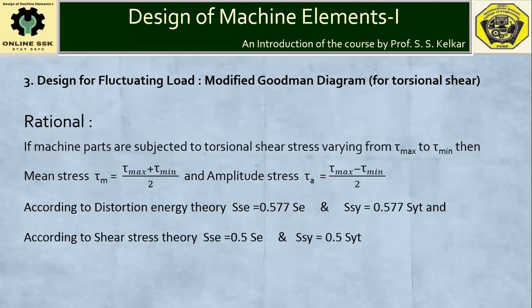If you want to apply shear stress theory, then in such case, the endurance shear strength SSE is given as half of the SE, where SE is the endurance strength of the machine part, and SSY, the shear strength, is given as half of the SYT, where SYT is the yield point tensile strength.